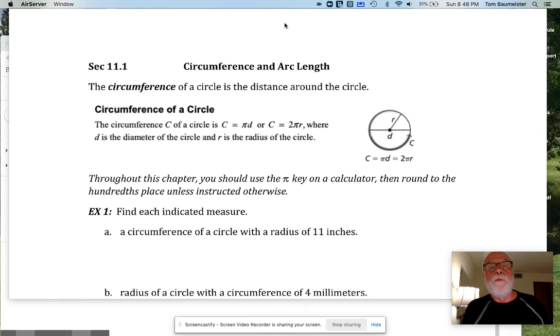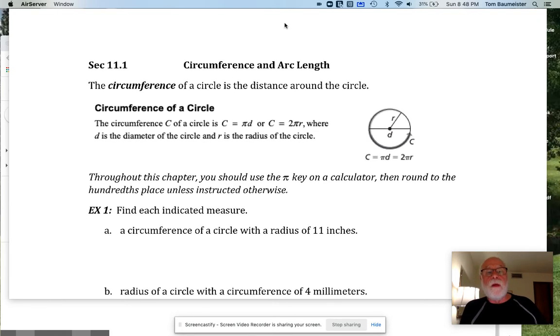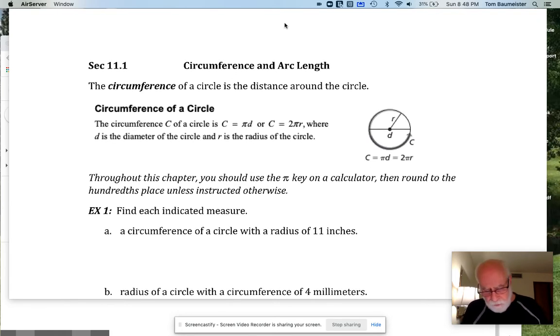All right, section 11.1 is the circumference and arc length. So the circumference of a circle is the distance around the circle. The circumference of a circle is equal to pi times the diameter. Remember, the diameter is all the way across the circle, or C is equal to 2 pi times r, where r is the radius. And again, remember, the radius is actually half the diameter.